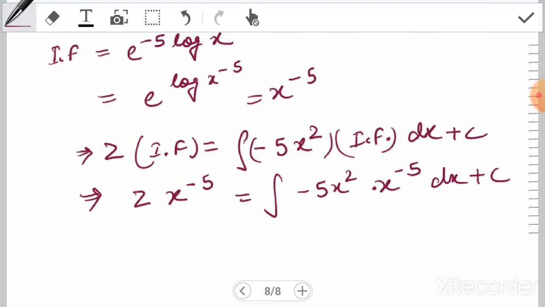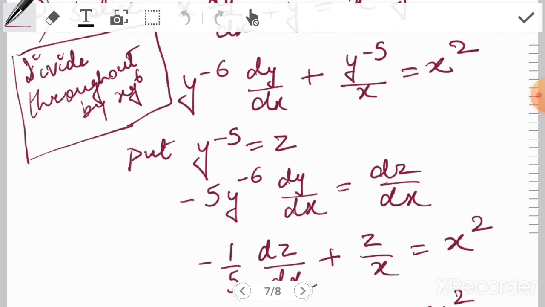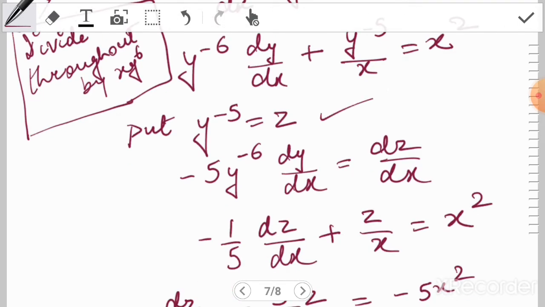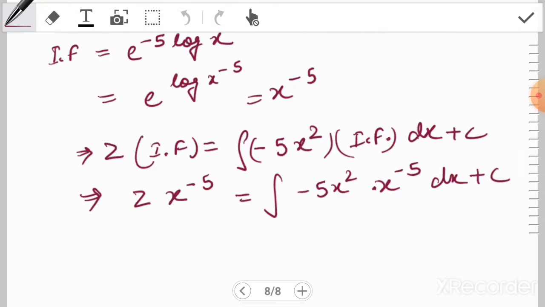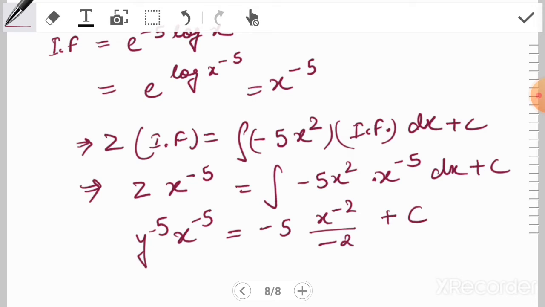Now we know that z is y raised to the power minus 5. So replace z by y raised to the power minus 5, and x raised to the power minus 5 is equal to, this is 5x raised to the power minus 3, and if you integrate this you will get x raised to the power minus 2 by minus 2 plus some constant.